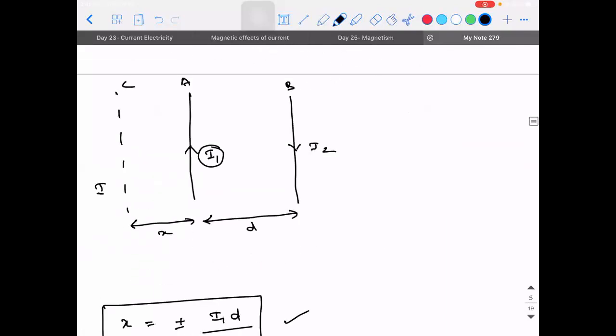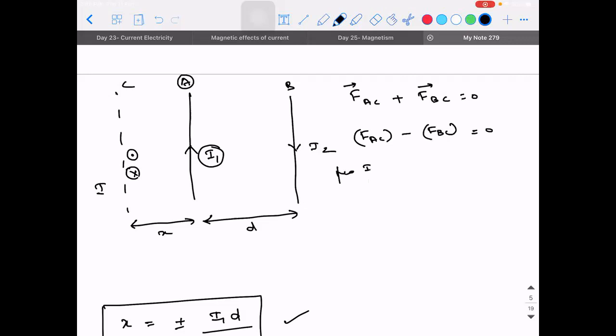Whereas in this case, due to the current carrying conductor A, what is going to be the direction of magnetic field at point C? It will be out of the plane, and due to B, it will be into the plane. So, since the magnetic fields are in the opposite direction, the forces tend to cancel out each other, in the sense FAC minus FBC will be equal to 0. If I take them in the vector form, FAC is in the outward direction, then FBC will be in the reverse direction. This will be equal to 0.